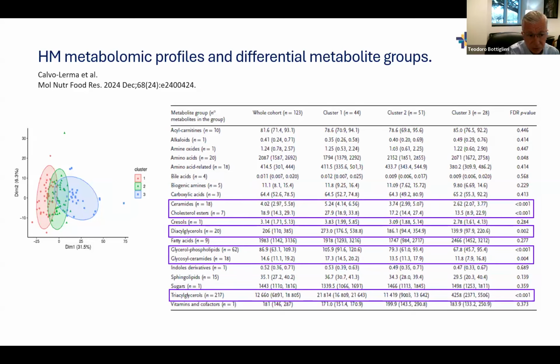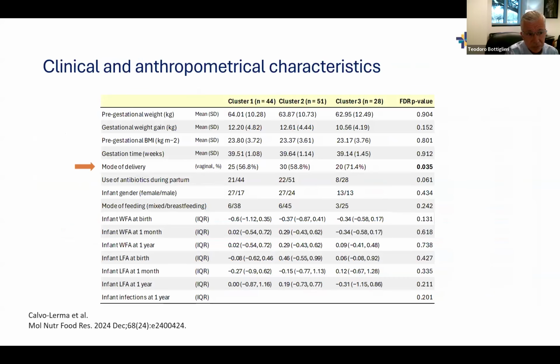And also for the glycerol phospholipids, glycerolceramides, diacylglycerols and cholesterol esters, we could see these distinct classes. Now, amino acids were also increased in cluster 3. So when the data was analyzed in terms of these clusters, we could see that mode of delivery was significantly different. The subjects who had vaginal delivery were significantly different in the third cluster here, which was significant at the FDR p-value.